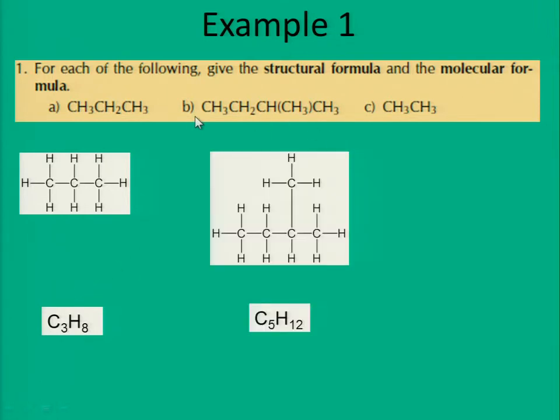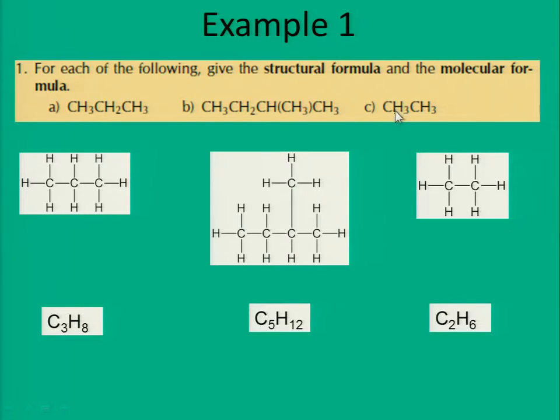B. CH3, there it is. CH2, there's that one. CH, there's that CH part, and now it is bonded to two CH3 groups. Here is the one CH3 group, here is the other one. The molecular formula, you just count your carbons and your hydrogens. Next one, CH3, CH3. So it's just two CH3 groups bonded together. For the molecular formula, you count the carbons 1, 2, C2H6.